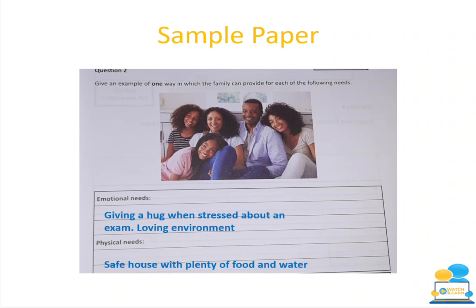Physical needs. So for example, having a safe house, a nice warm house with plenty of food and water, somewhere that is going to physically protect the child, where they are free from harm. So this is the example of another sample paper, question and answer.